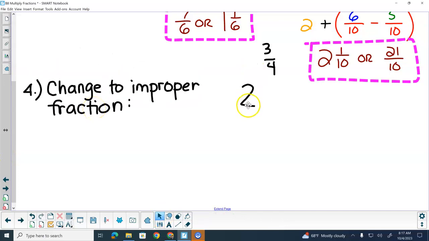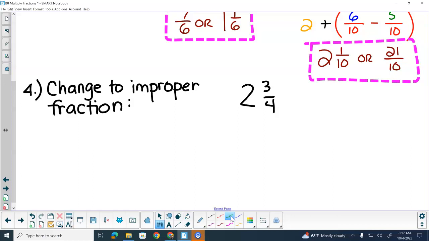2 3/4. What do I do first to change it to an improper fraction? Any brave volunteers? What you got? What do you got, buddy?